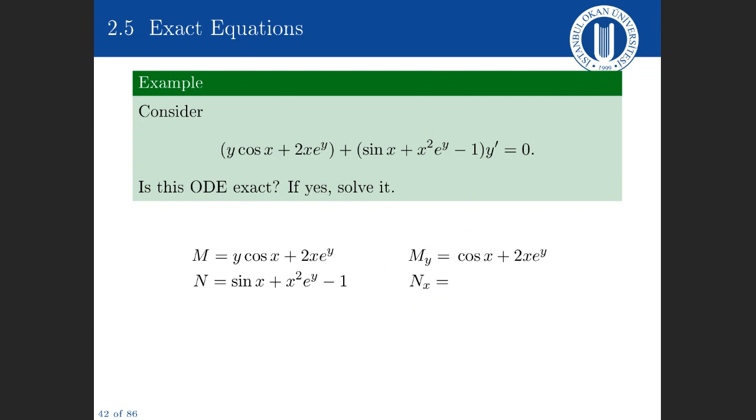We pretend that x is a constant, so ignore x. Derivative of y is 1, so the derivative of y cos x is just cos x. Ignore the 2x, differentiate e to the power y to get e to the power y, so 2x e to the power y. And then we're going to differentiate N with respect to x. Derivative of sine x is cos x. Derivative of x squared is 2x. Ignore the e to the power y and ignore the minus 1. You get cos x plus 2x e to the power y.